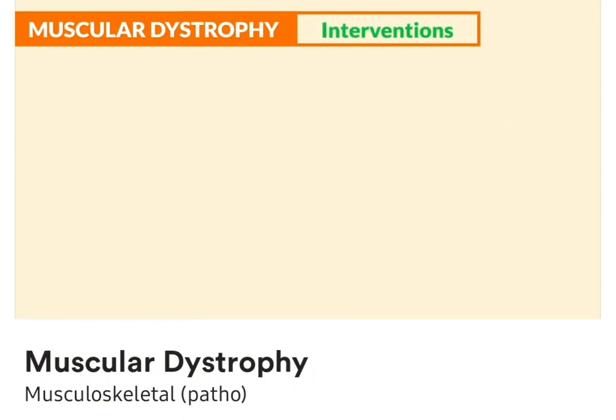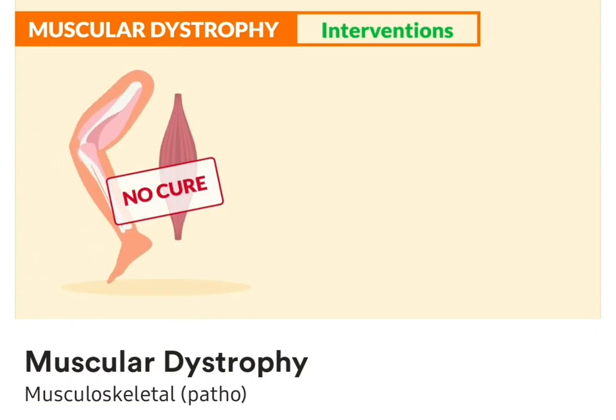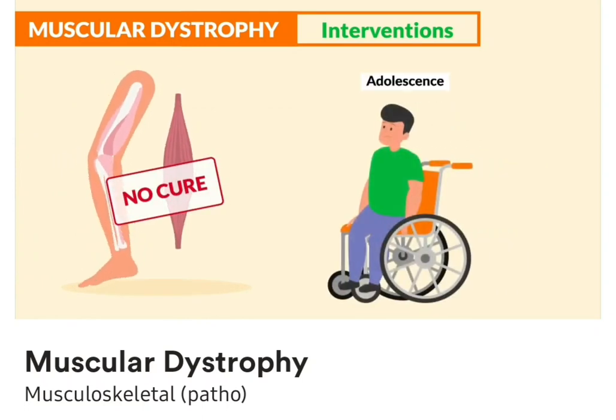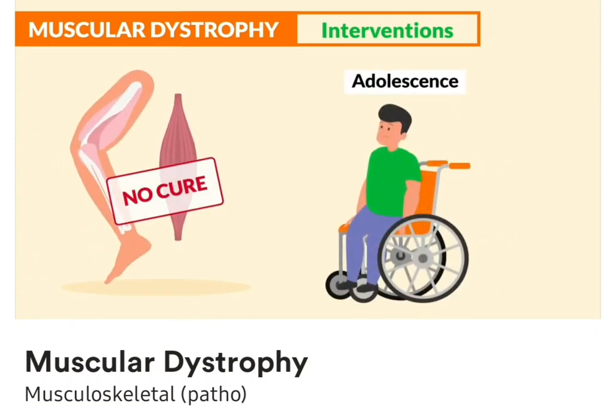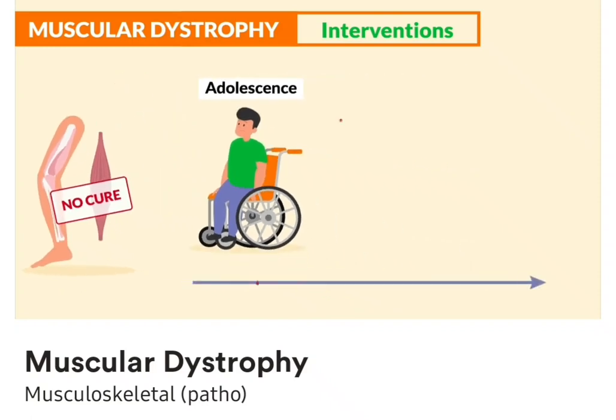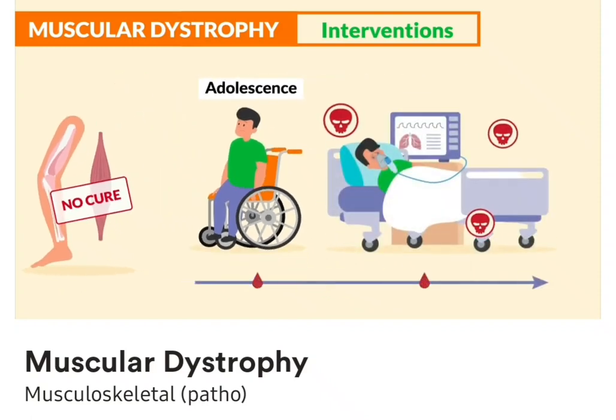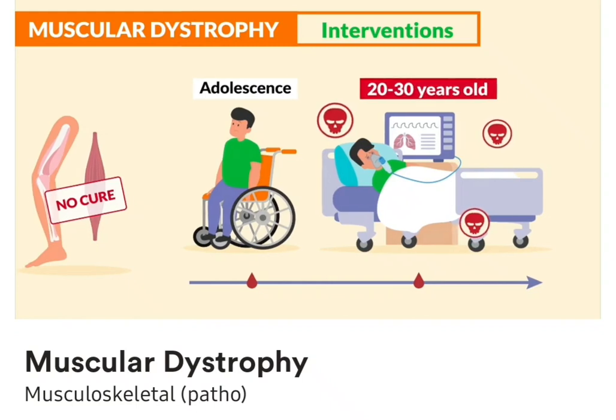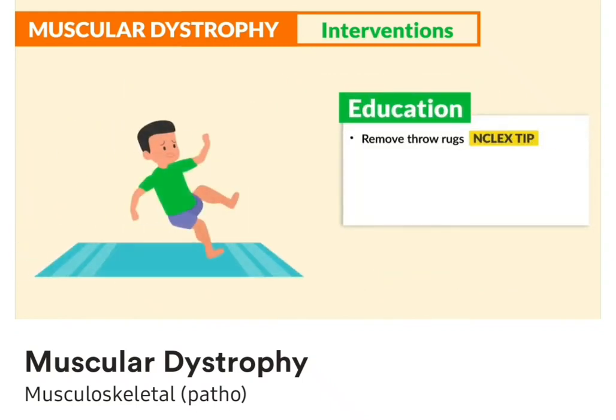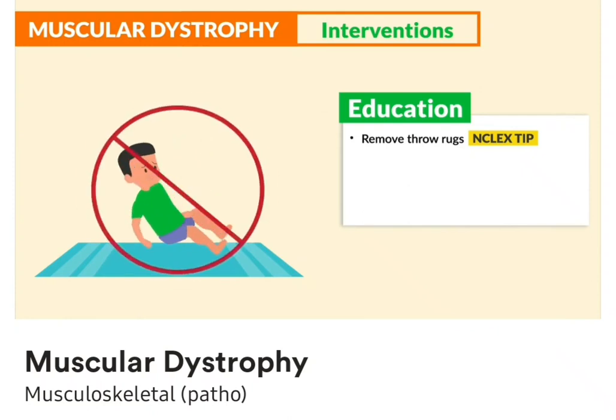Now switching gears to interventions. There's no cure for MD, so children and adolescents are typically wheelchair bound, and most clients unfortunately die due to respiratory failure in their 20s or 30s. So for education, we want to remove throw rugs, huge NCLEX tip. This is done to prevent falls and injuries.